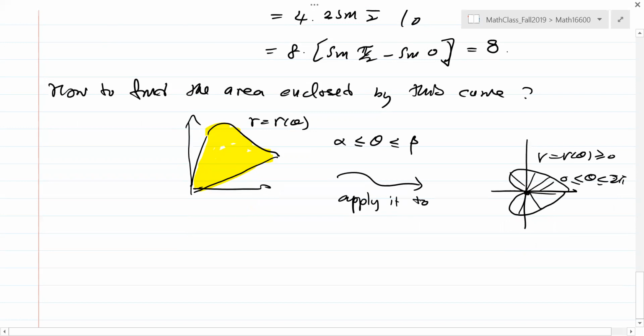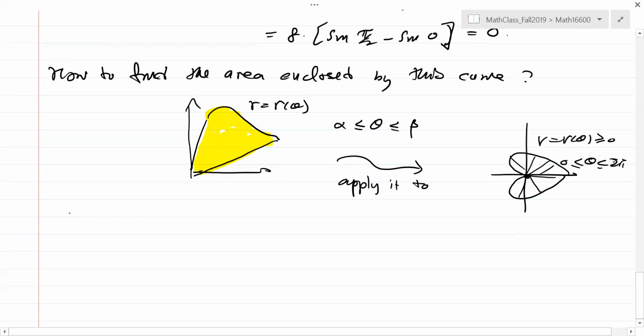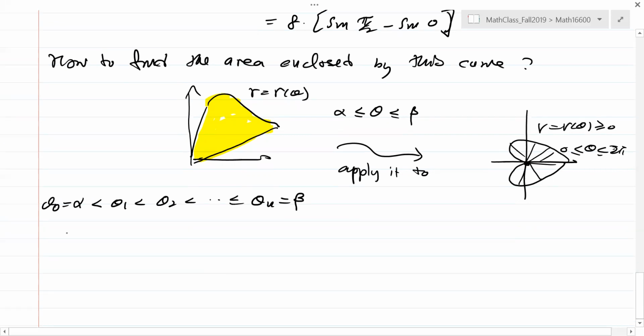How to do that? You have to use a calculus idea. The calculus idea is to partition the region into many small regions, then estimate each, take a Riemann sum, and take a limit. So you use an arbitrary partition: theta 0 equals alpha, less than theta 1, less than theta 2, all the way to theta n, which is beta. Take an arbitrary partition, then look at this sector.